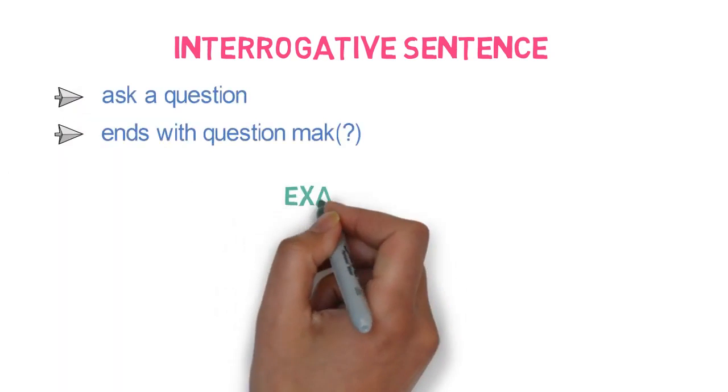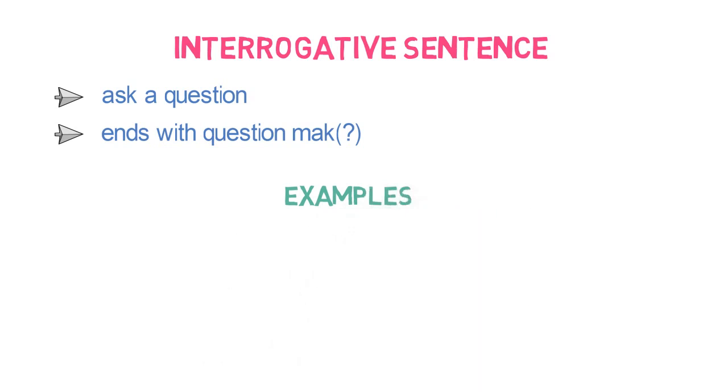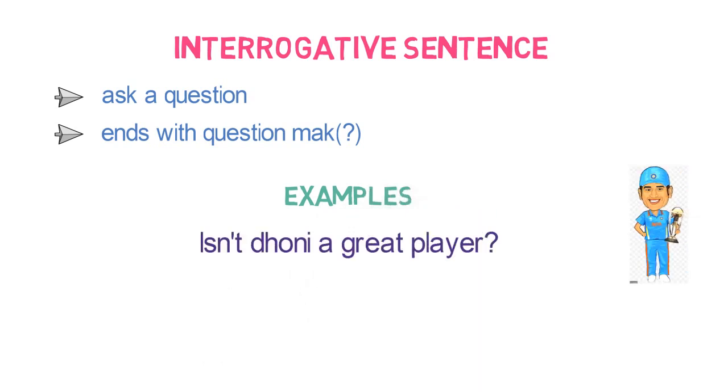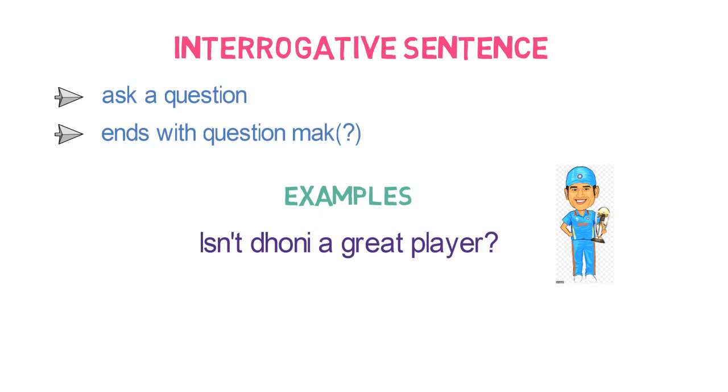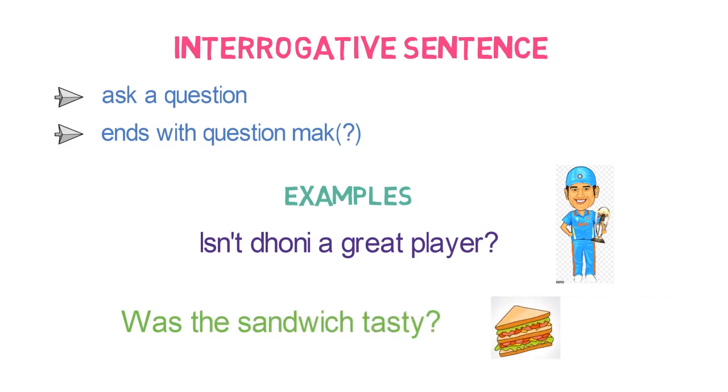Now let's look into interrogative sentence. Interrogative sentences ask a question. They end with a question mark. Let me give you an example of an interrogative sentence. Isn't Dhoni a great player? Here you can see the sentence is in question form. Let me give you one more example of interrogative sentence. Was the sandwich tasty? Here also you can see the sentence is in question form.